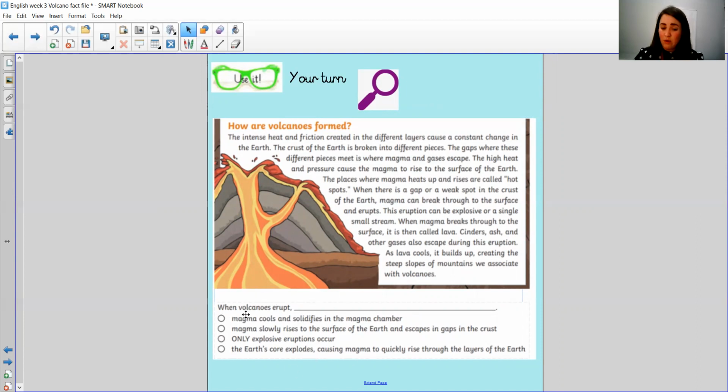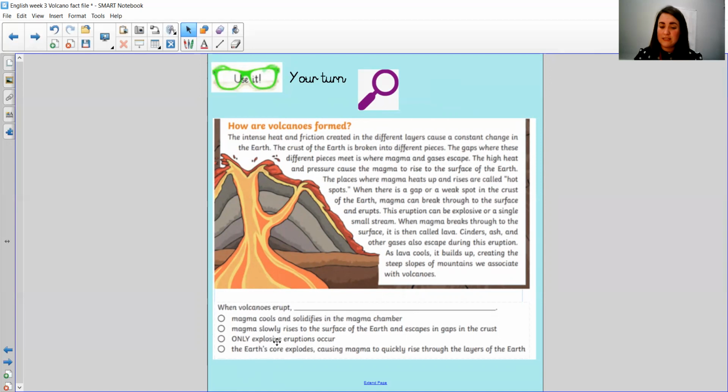It says, when volcanoes erupt, and then there are 4 examples that could follow this sentence. So when volcanoes erupt, what does it do? And this is a retrieval finder. That tells us that the exact answer is within this text. What you're going to do is pause the screen. I will have this on Class Story as well if you prefer it in front of you. That's absolutely fine. So I'll pause the screen and I want you to just read this part of the text. And can you just answer me this one question? When volcanoes erupt, which one makes the most sense?